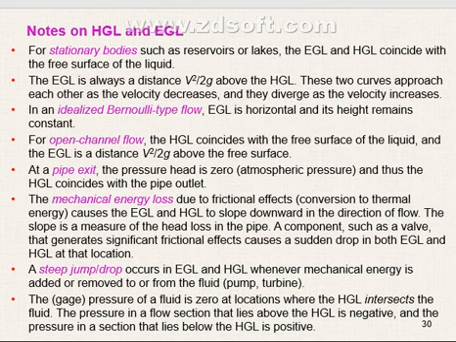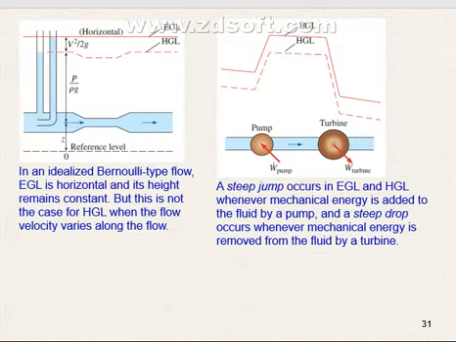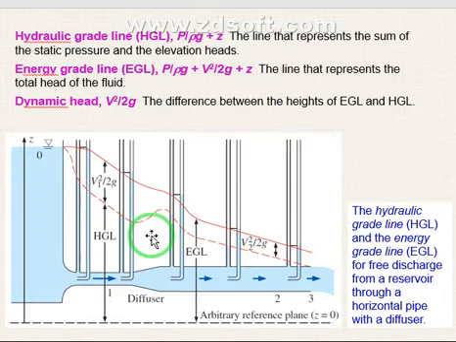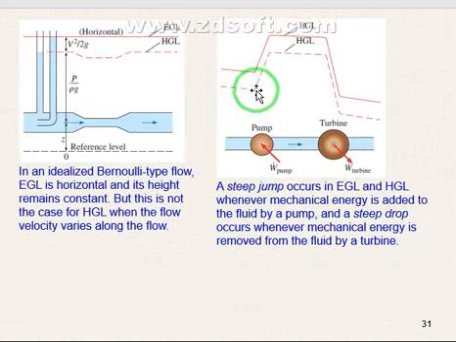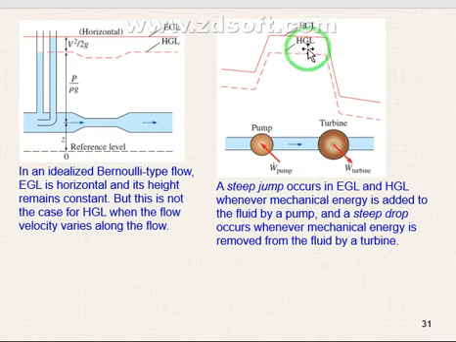Look at this figure. There are some details here about HGL and EGL. If we have a pump, how can we increase the total energy by installing a pump? Look, both lines, EGL and HGL, will be increasing. But if we have a turbine, both will be dropping, right? That's very logical. You need to understand this.